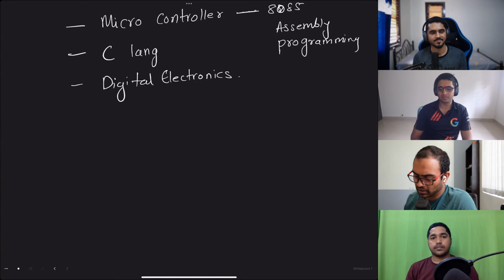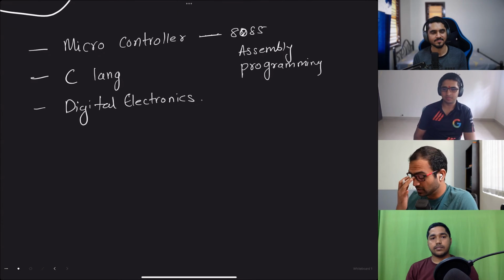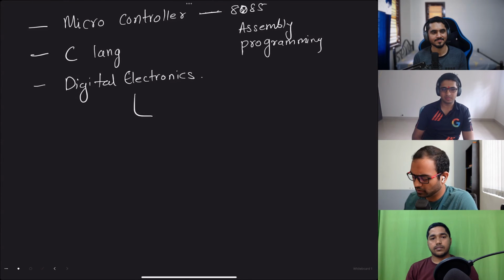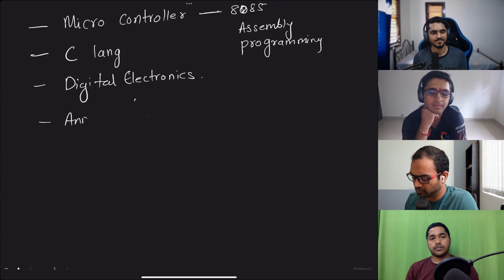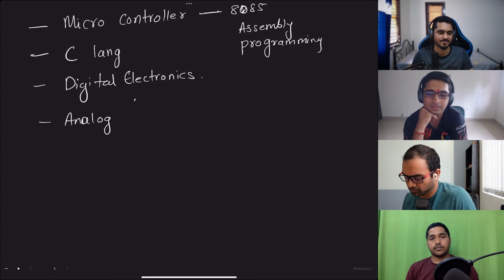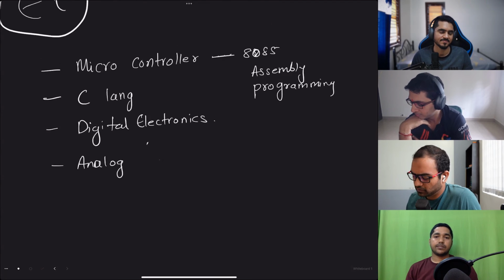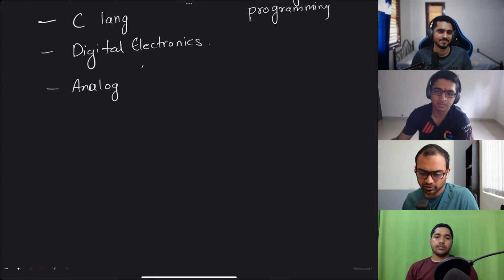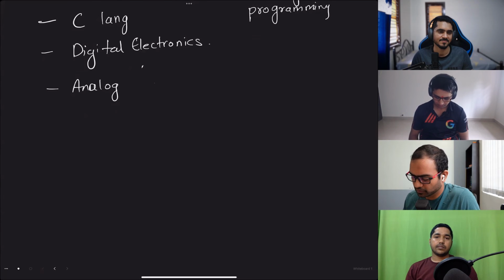So I would say that these are the major things that have helped me. There was also analog electronics, which helps me reason better about things. Not that I ever needed it, but it just helps me reason better. So I knew these when I graduated, and they helped me in my journey towards embedded. There were other things also.